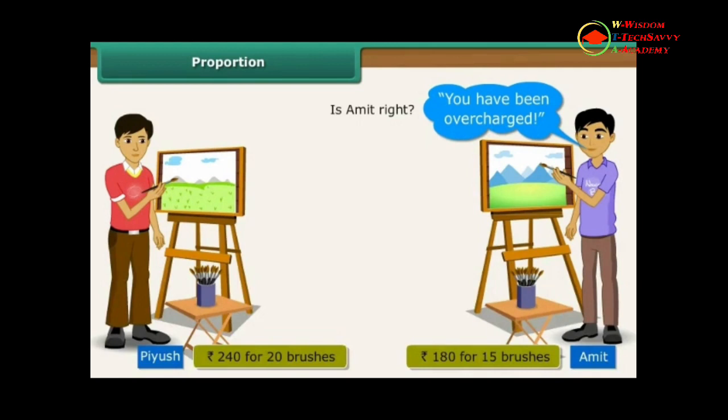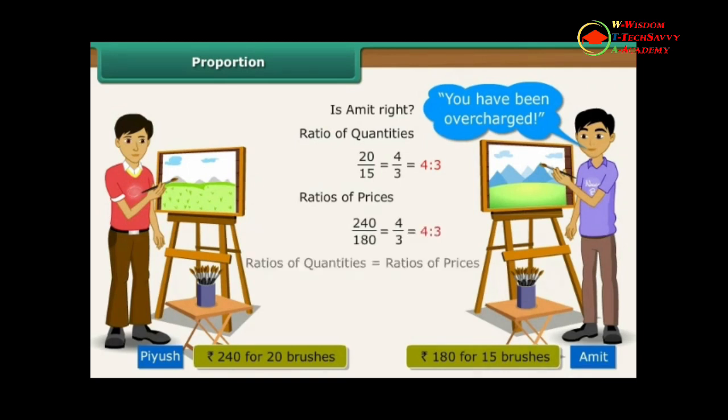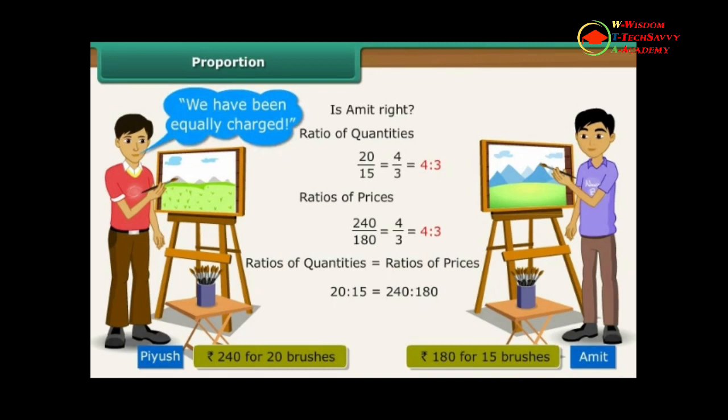First, work out the ratio of the two quantities. The ratio of quantities is 4:3. Then work out the ratio of the prices. The ratio of prices is 4:3. It means that the ratio of quantities is equal to the ratio of prices. Therefore, Amit's claim is wrong. The shopkeeper charged Amit and Piyush the same price for the brushes.